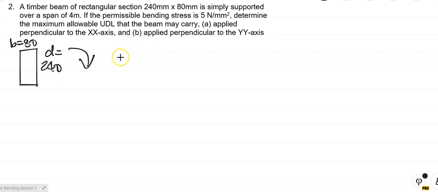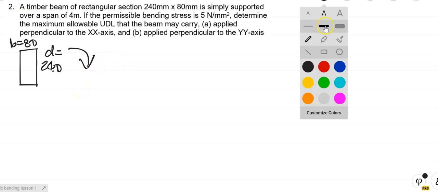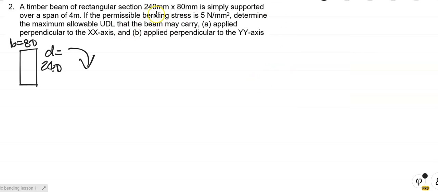A or B? Think about it. Okay, let's prove what it's going to do. Right, let's see. A timber beam, let's see what we got, let's see what we need. That is D. That is B. And that's F, giving us F. And they want us to determine small w.